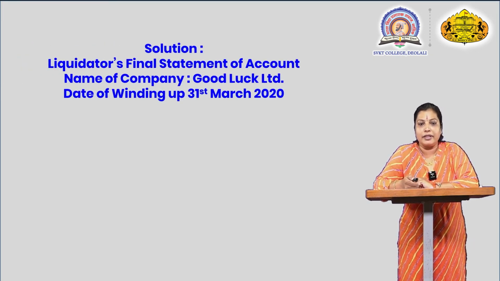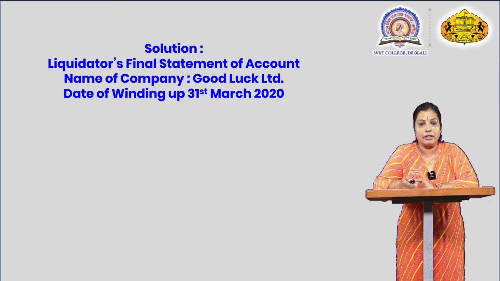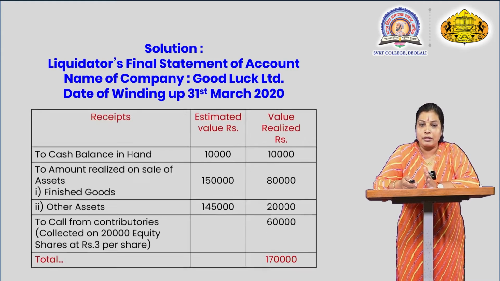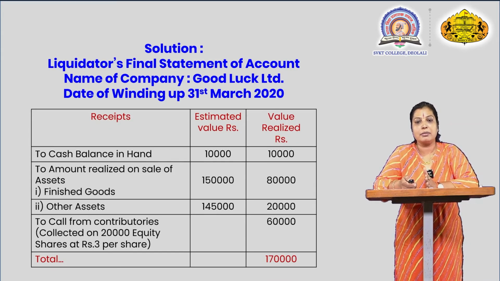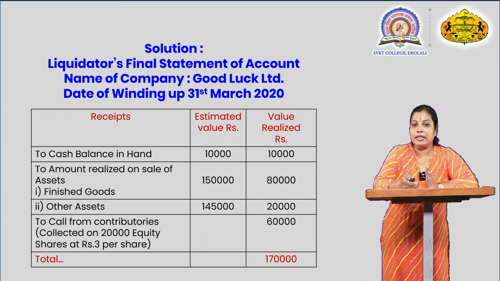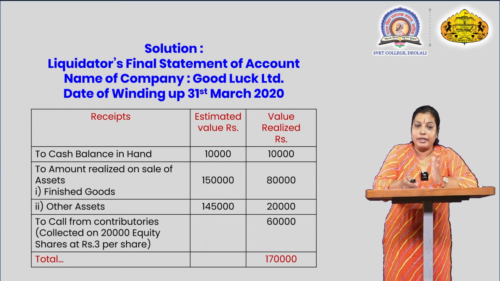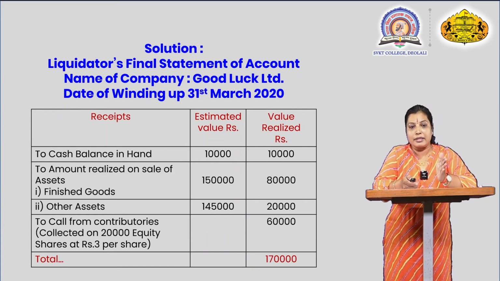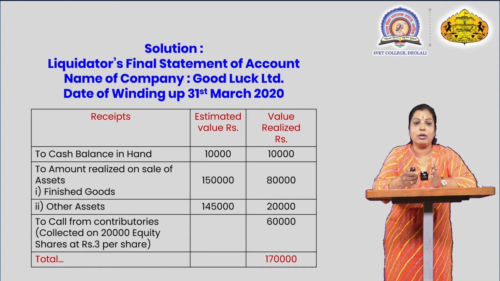This is the liquidator's financial statement. The name of the company given in the problem is Good Luck Limited Company. The date of winding up, also given in the problem, is 31st March 2020. This is the receipt side. We can see the receipt side is the collection of cash.